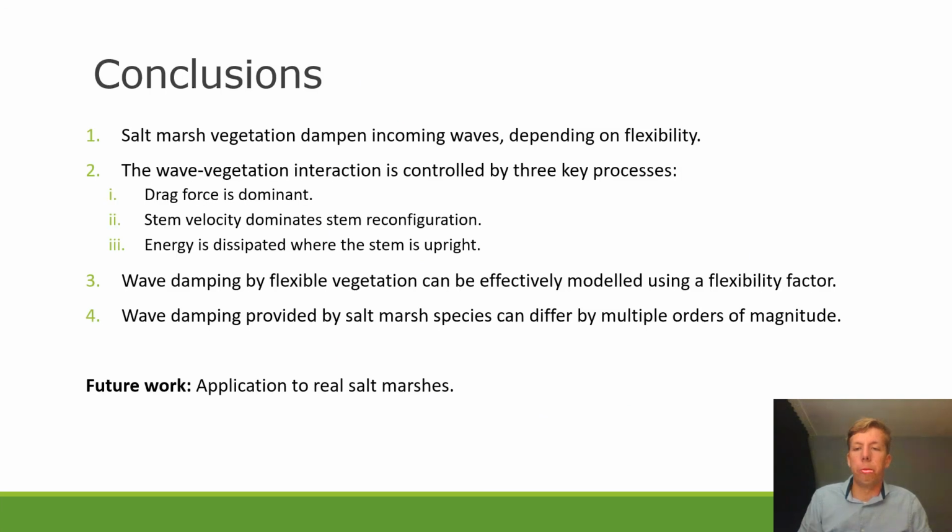Finally, we arrive at some conclusions. First conclusion is that salt marsh vegetation dampens incoming waves depending on the vegetation flexibility. Secondly, we find that the wave damping by vegetation is controlled by three key processes. First, that the drag force is dominant. Secondly, that the stem velocity dominates stem reconfiguration. And thirdly, that the energy is dissipated where the stem is upright.